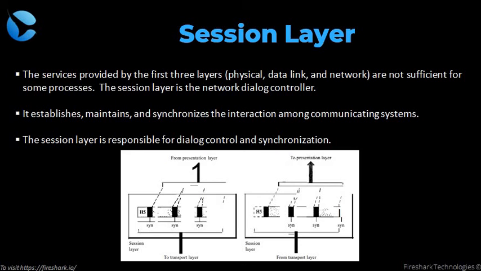The first three layers, physical layer, data link layer and network layer, are not sufficient for some processes. The session layer is the network dialog controller. It establishes, maintains and synchronizes the interaction among the communicating systems. The session layer is responsible for dialog control and synchronization. The figure below illustrates the relationship of the session layer to the transport layer and the presentation layer.